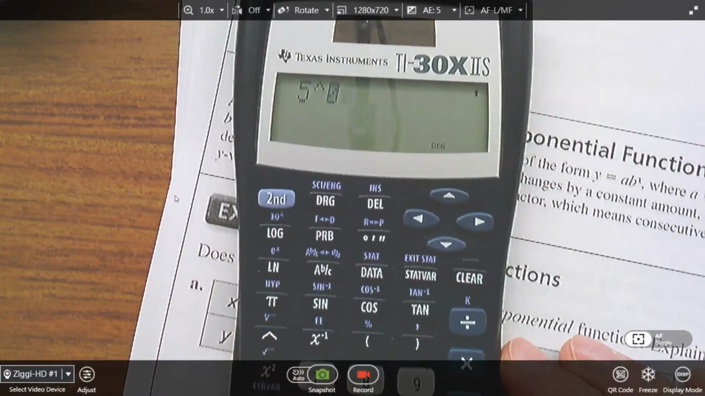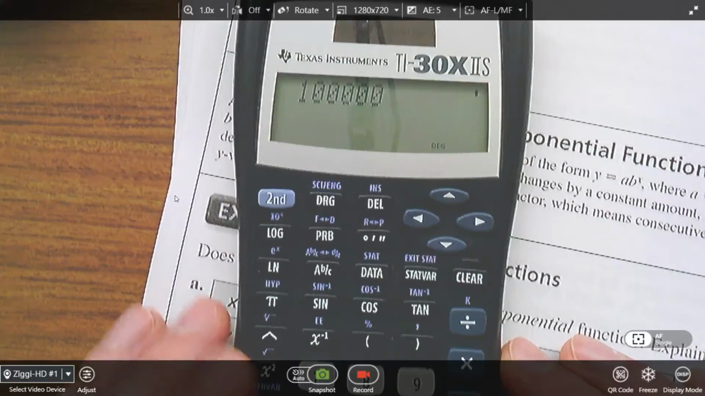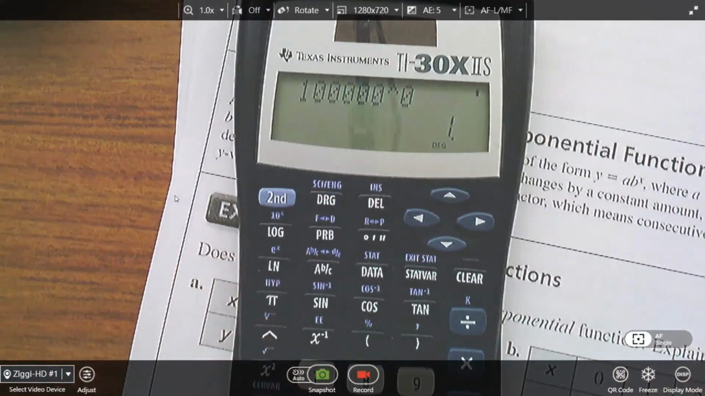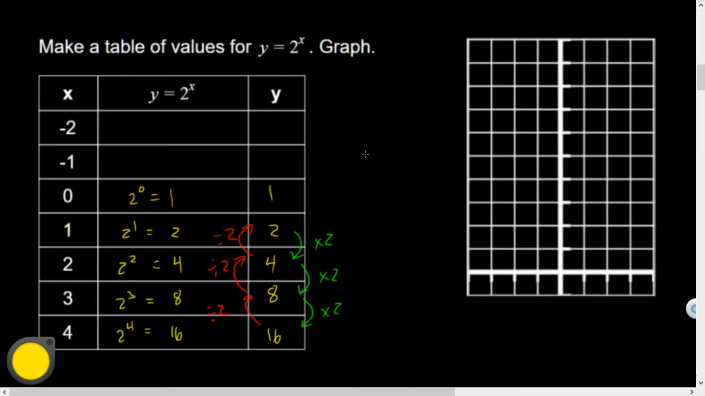You know what's even crazier? Let's do 5 to the 0. 1. Let's do that number to the 0. 1. That's weird. 0.5 and 0.25. Anything you raise to the 0 is going to equal 1.